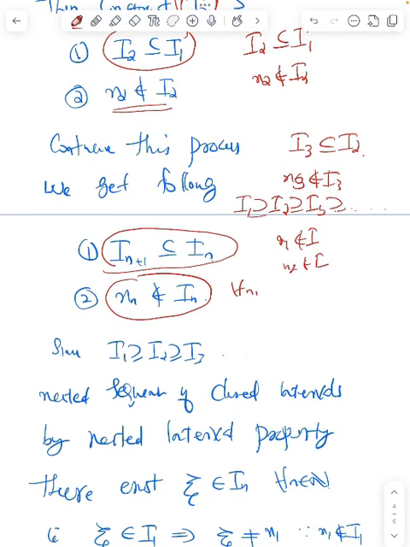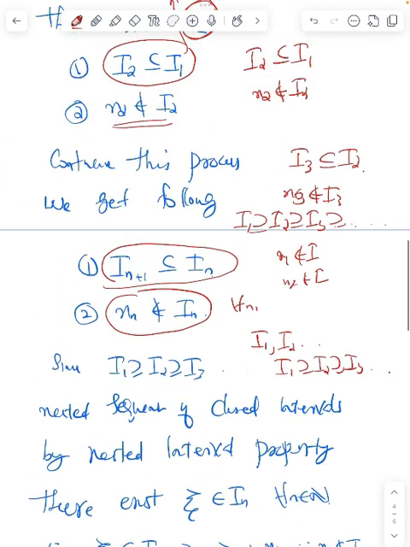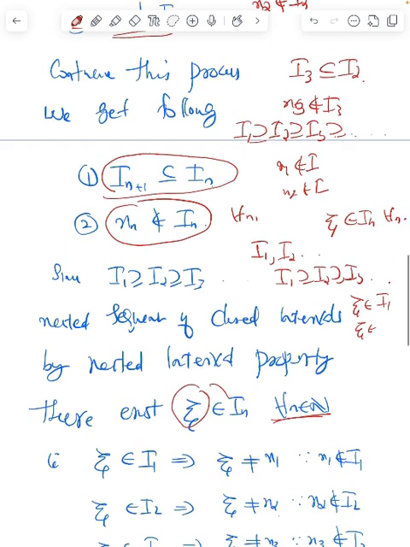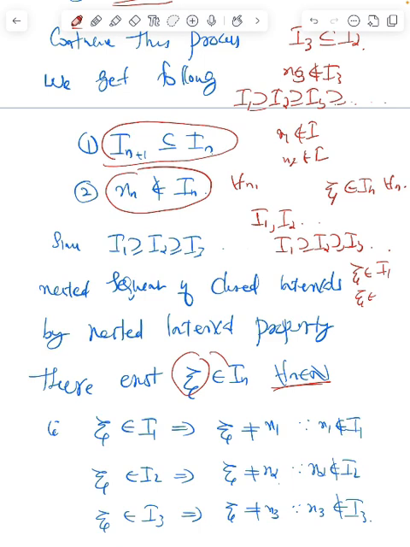Okay, we got a nested sequence of intervals I1, I2, etc. I1 is the biggest interval, a superset of I2, a superset of I3, etc. Then by the nested interval property, which we proved before, there is an element z that belongs to In for every n. That is, z is a member of I1, I2, I3, etc.